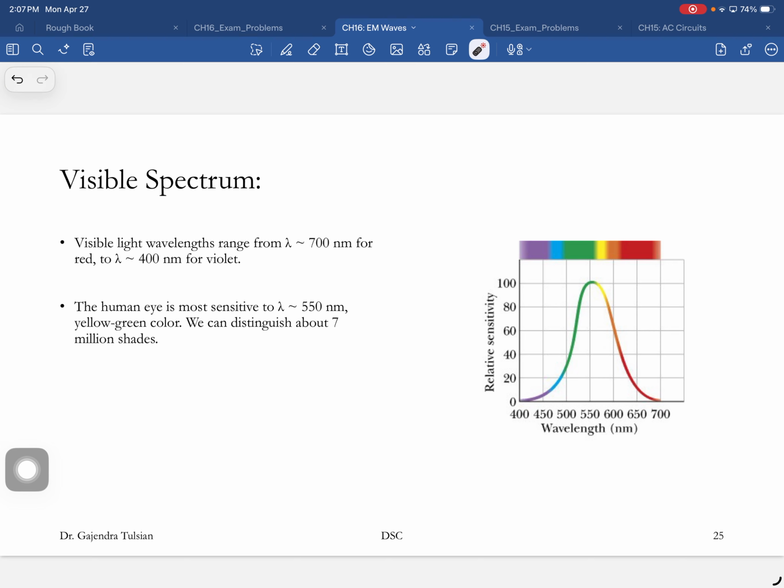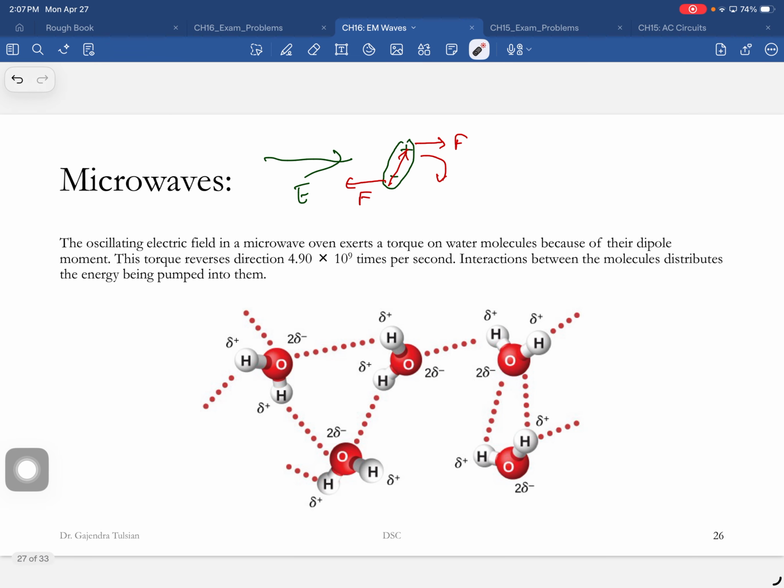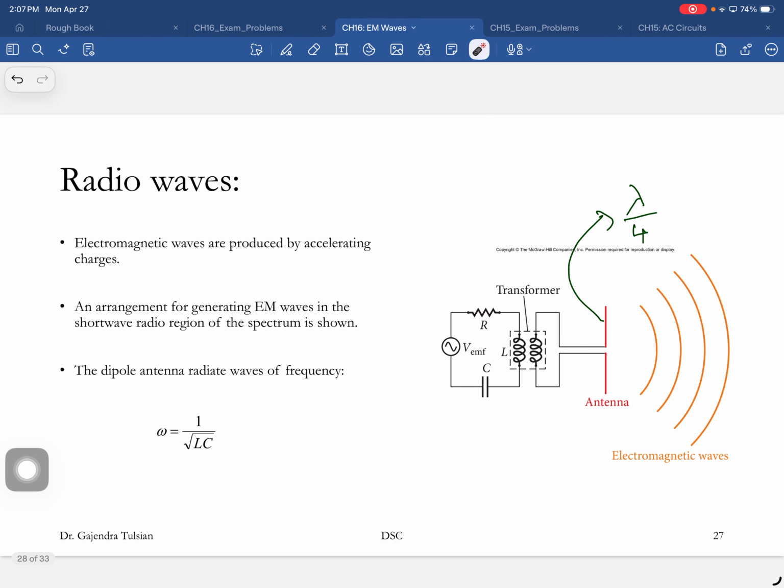The frequency of the wave emitted is 1 over root of LC, where L is this and C is the capacitance of that. Okay, so if you want to be a 100 megahertz FM station, this needs to be 100 megahertz. So the dipole, this is a dipole antenna, radiates a wave of that frequency.